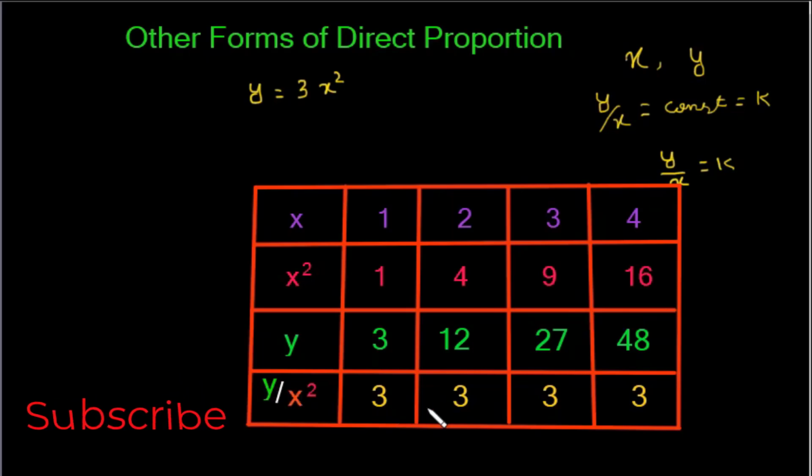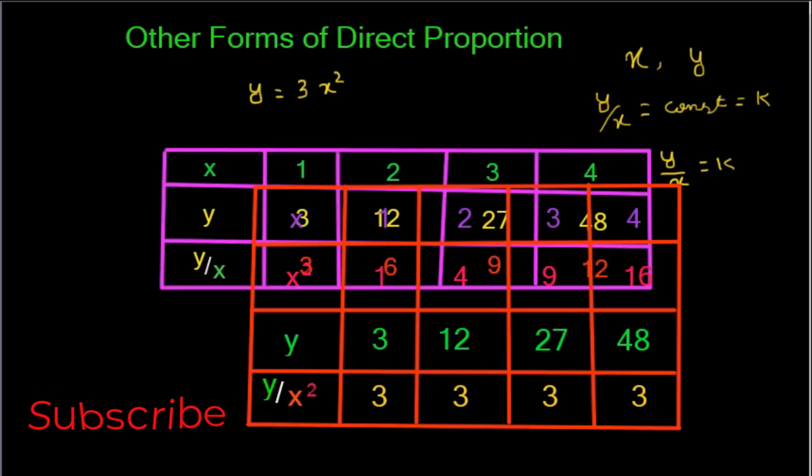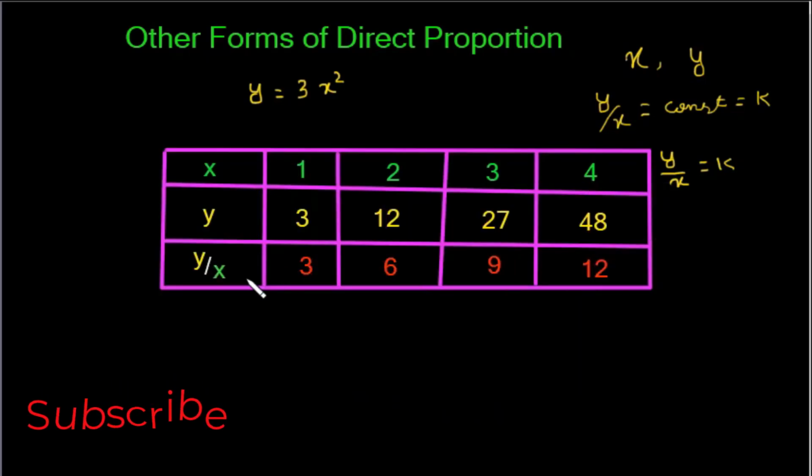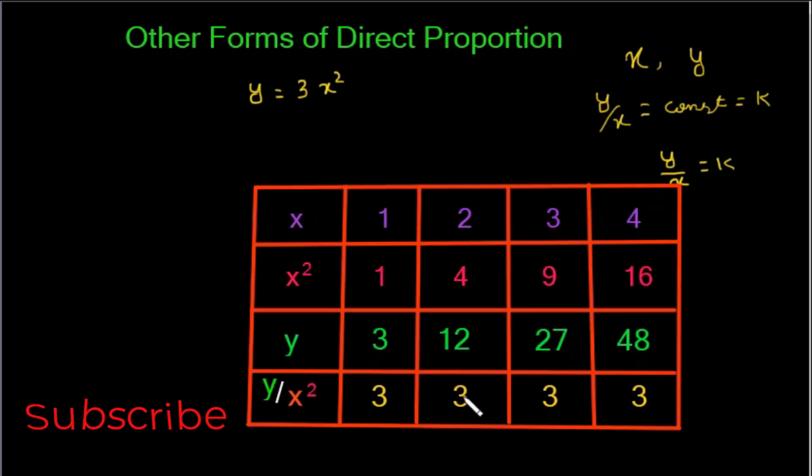Let me show you that row again. So look at this, y by x, it's not constant, it keeps on increasing. So there is a variation in this row, but for y divided by x squared, it's constant, there is no variation. So this knowledge can be applied on this. So I can easily conclude that y is directly proportional to x squared, and it is not directly proportional to x.